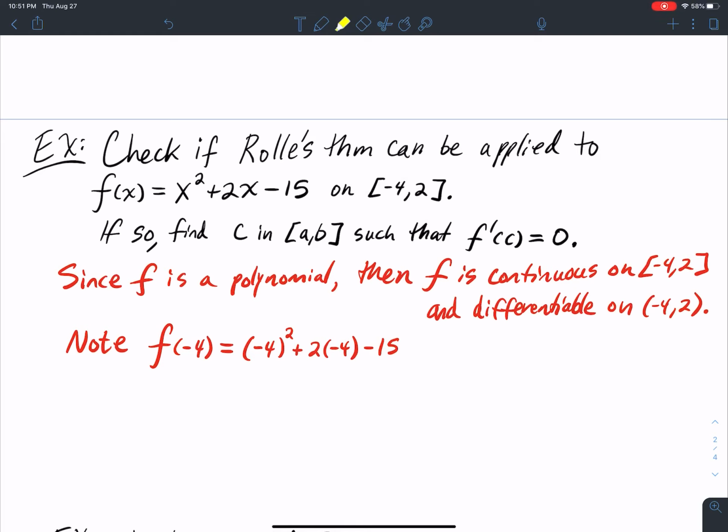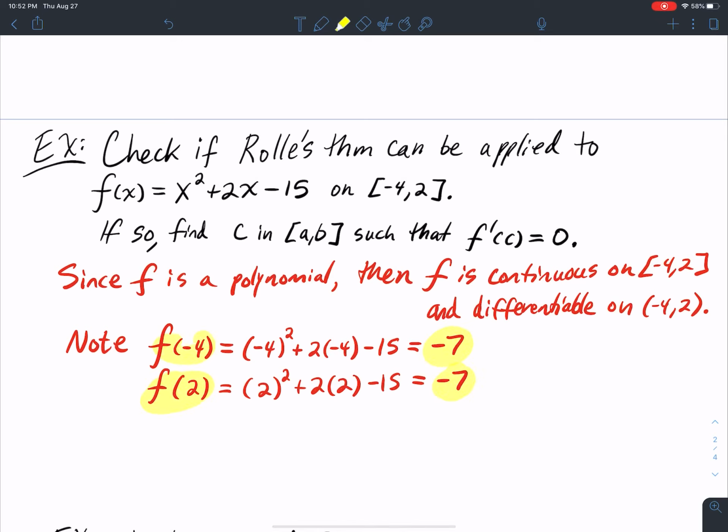And so when I do this, I have -4 squared, which is 16, plus 2 times -4, which is -8, and then minus 15, that equals -7. Okay, and then I also need to plug in the other endpoint. So I plug in a 2 everywhere I see an x. I get 2 squared plus 2 times 2 minus 15, which is 8 minus 15, which is also -7.